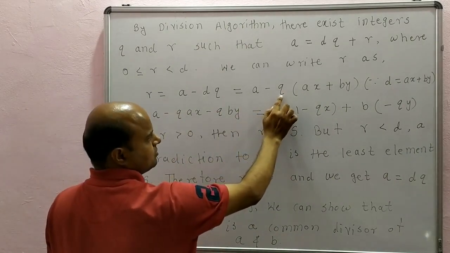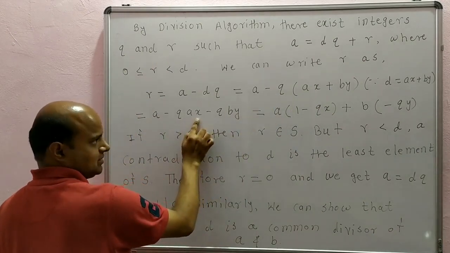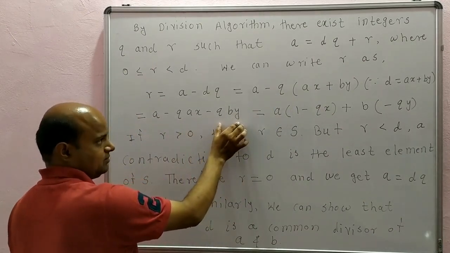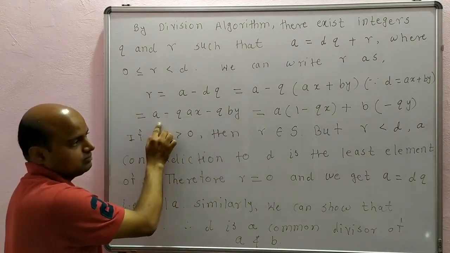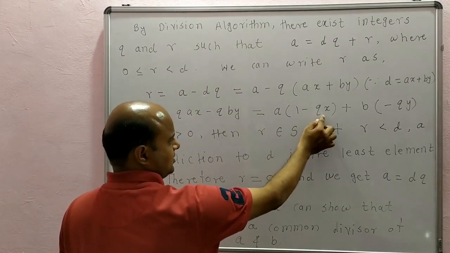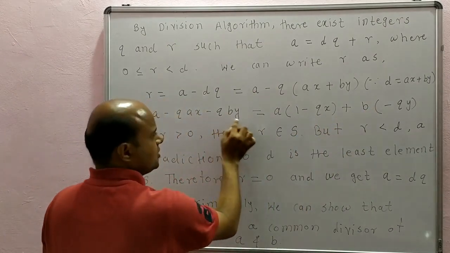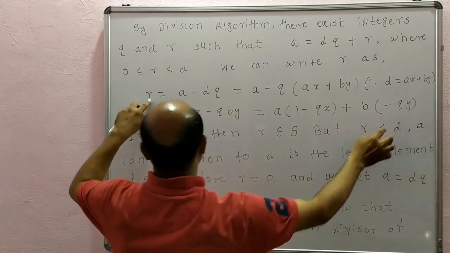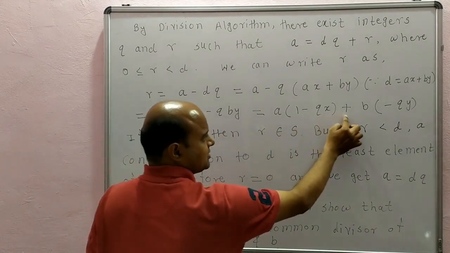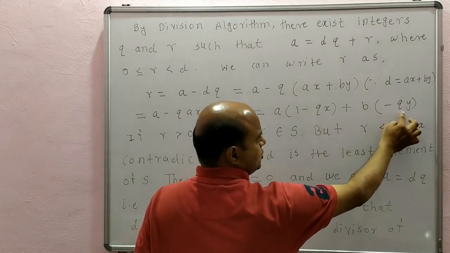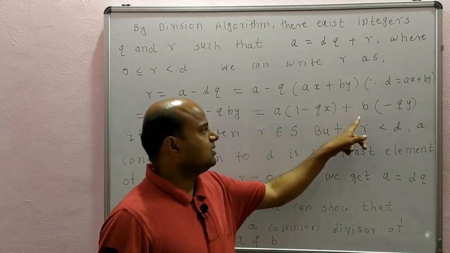Now we will simplify this, a as it is. Now I will multiply this minus q into the bracket. So I will have -qax - qby. This is equal to, from this I will take a common. So a(1 - qx) + b(-qy). So what does r become? r = a(1 - qx) + b(-qy). That is, r is a linear combination of a and b.